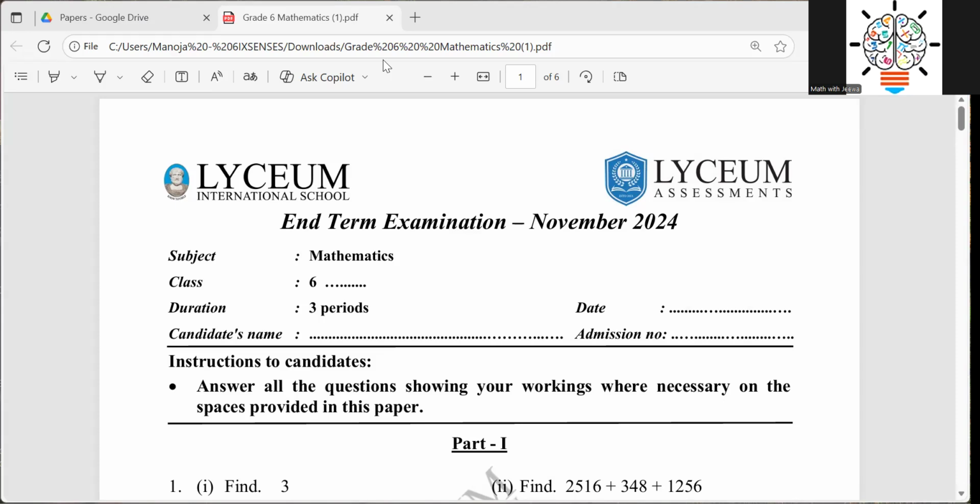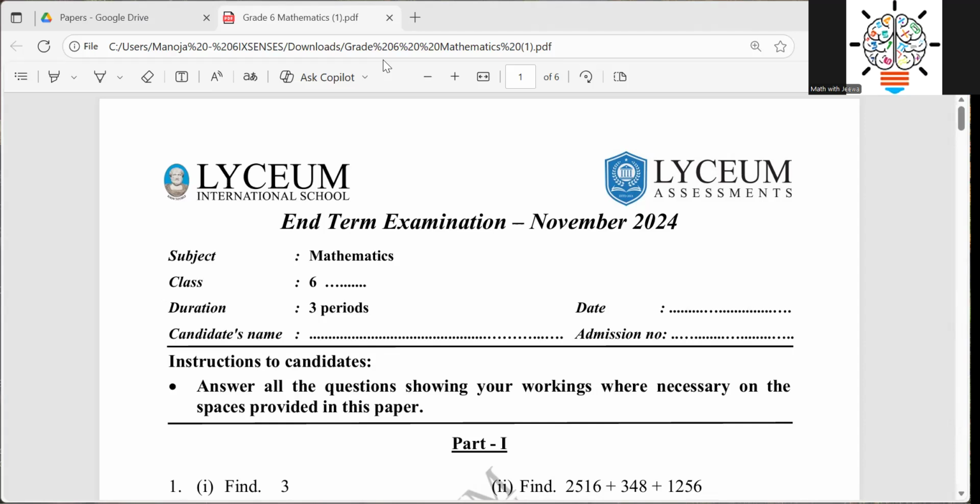Earlier, we had the October monthly test, then the January monthly test, and the March semester examination papers. But now everything has changed. As per the change, from 2024 onwards, you have an end-term examination in November. So this is the 2024 paper, and this is the only past paper available for us to discuss and get an idea about the paper structure.